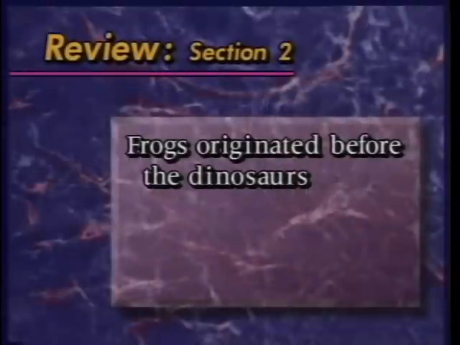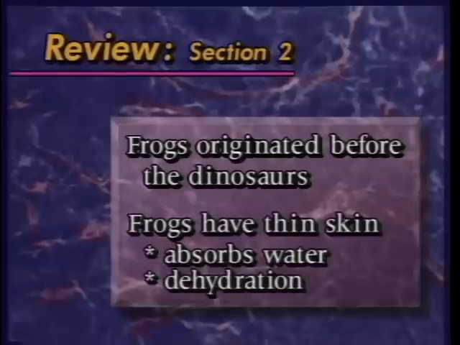Frogs originated before the dinosaurs and have survived as a group long after the last of the ruling reptiles became extinct. Frogs have thin skin, which absorbs water, but at the same time makes them susceptible to dehydration. Therefore, they must stay near a moisture source in order to survive.